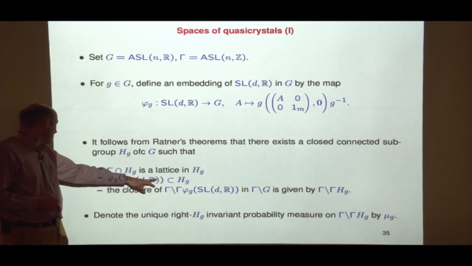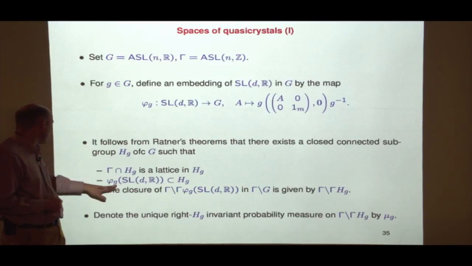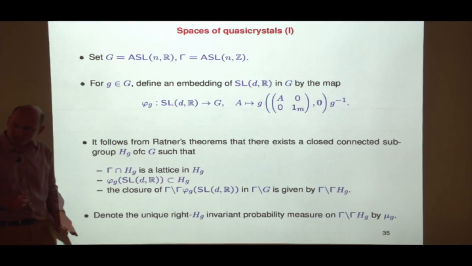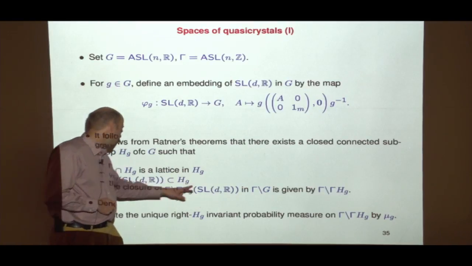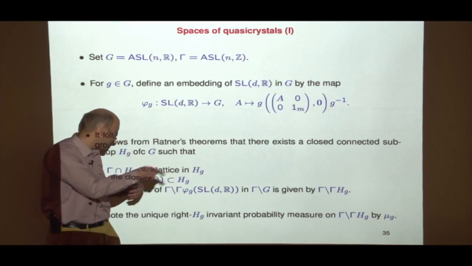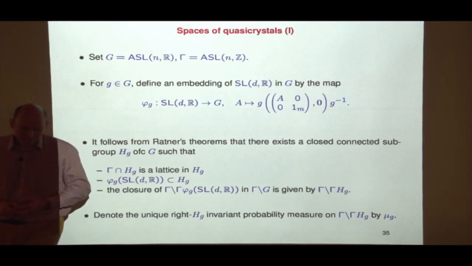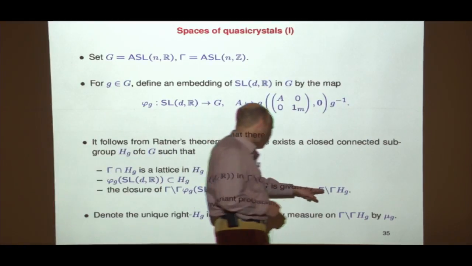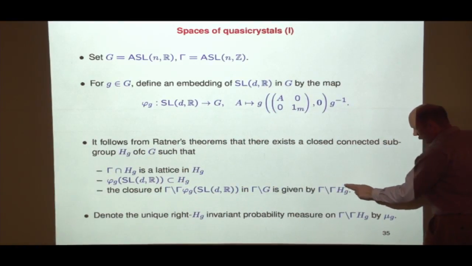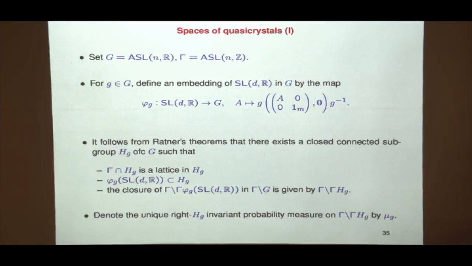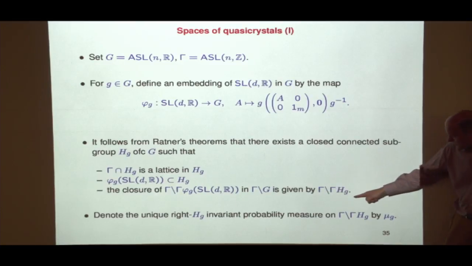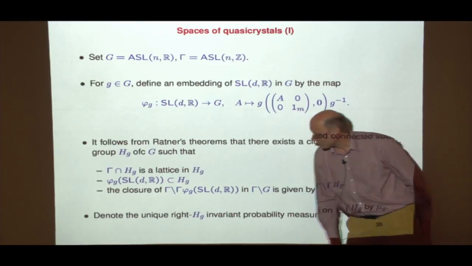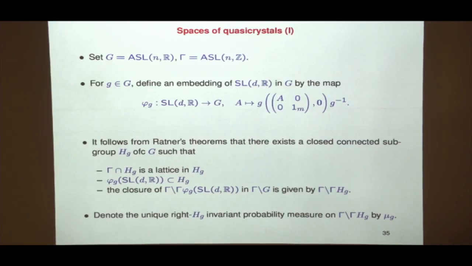Now, second, the image of SL(d,R) under this embedding is contained in H_g. And the third property is that the closure of this orbit of our embedding in this space is given by exactly the embedded orbit of our closed connected subgroup H_g. So this thing is exactly what I described there. This is isomorphic to H_g modulo Γ intersect H_g.